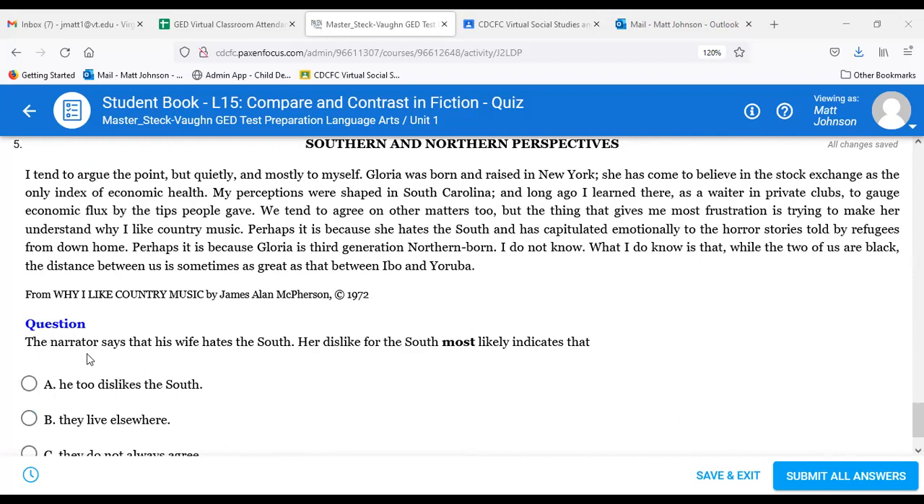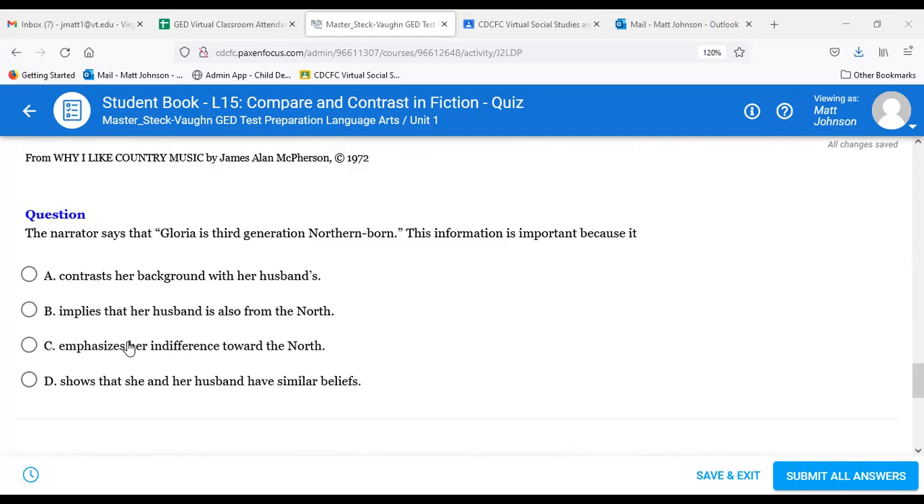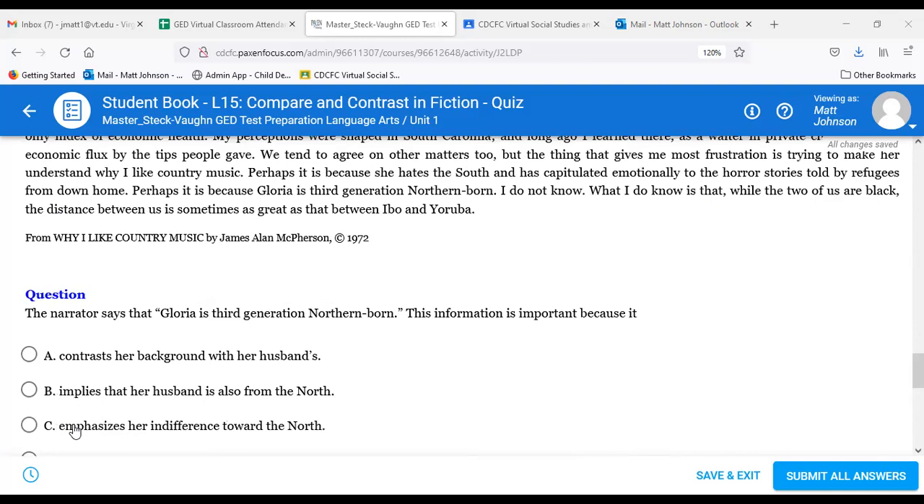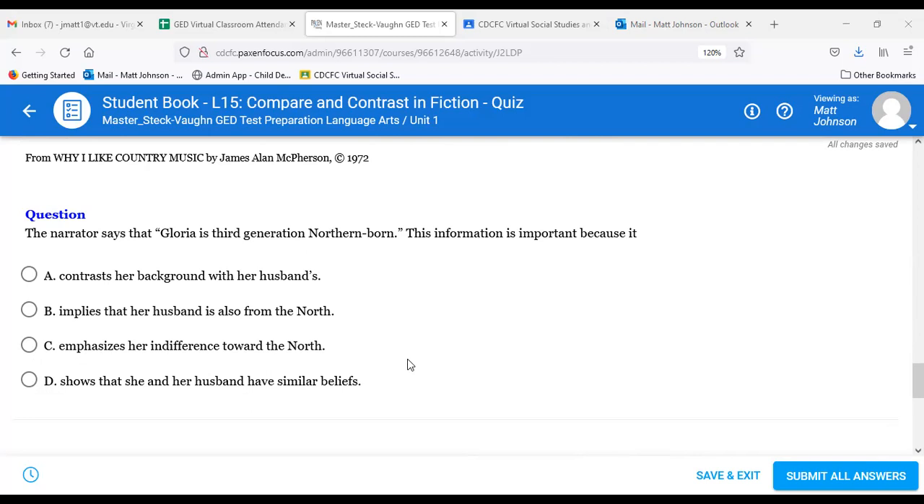Should I go ahead with the question? Yeah, go ahead. Okay. The narrator says that Gloria is third generation northern born. This information is important because it A, contrasts her background with her husband's. B, implies that her husband is also from the north. C, emphasizes her indifference toward the north. And D, shows that she and her husband have similar beliefs.